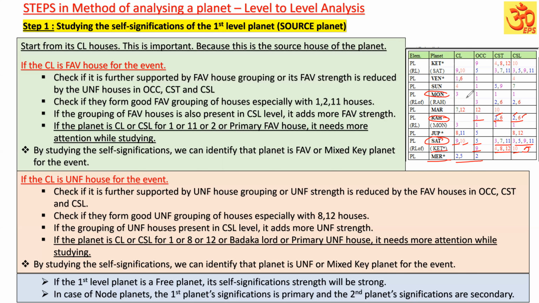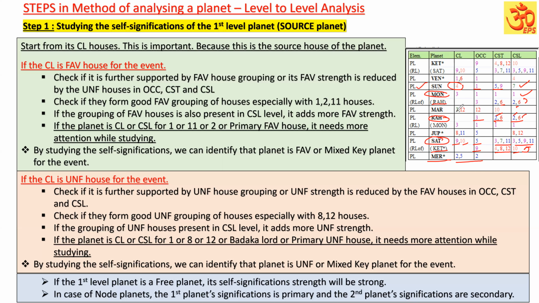Moon, you can see 3, 1, 1, 1. So it is a favorable key planet. But because of the Rahu second planet, its unfavorable, mixed signification, the favorable strength of that planet is getting reduced. The Sun is fourth lord occupying Lagna, 5, 9, and 7. It is good. So it's a favorable key planet.